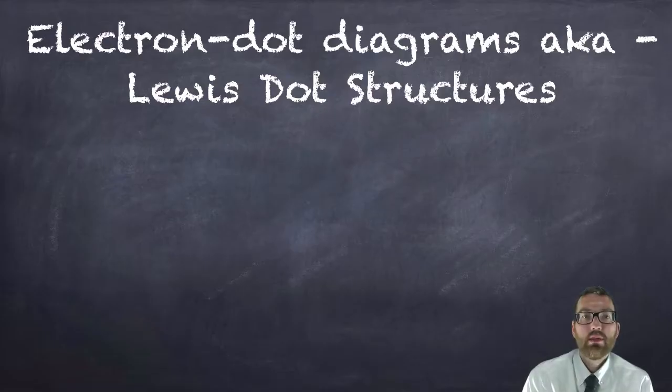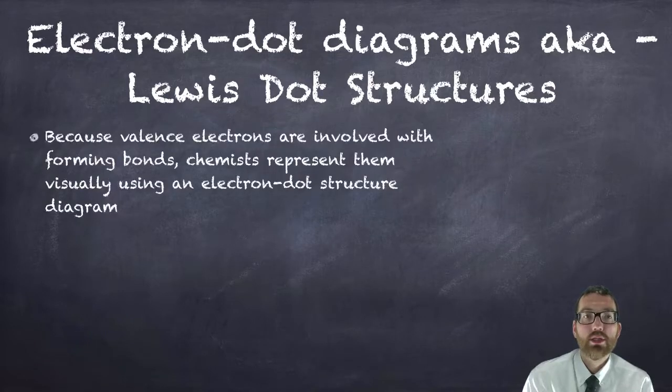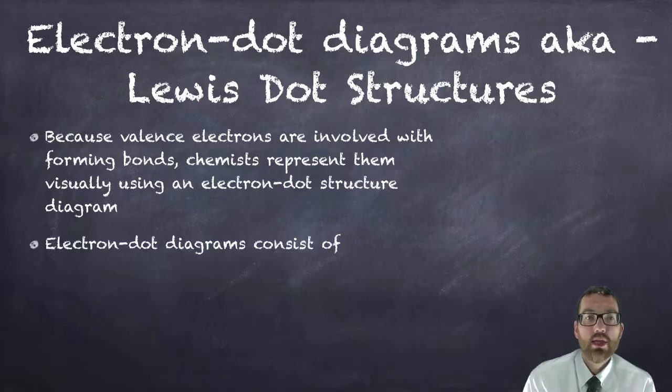So in the last video I taught you how to find the number of valence electrons three different ways. What that's good for is drawing electron dot diagrams, or Lewis dot structures. Because valence electrons are involved with forming bonds, chemists can represent them visually using an electron dot structure diagram.